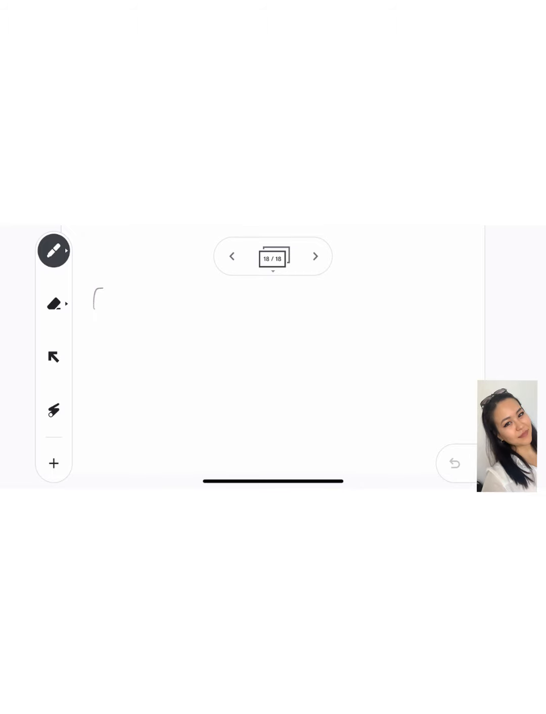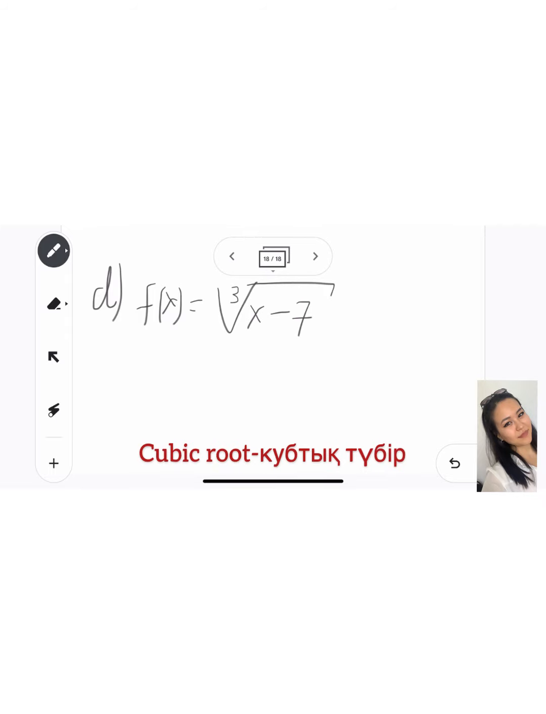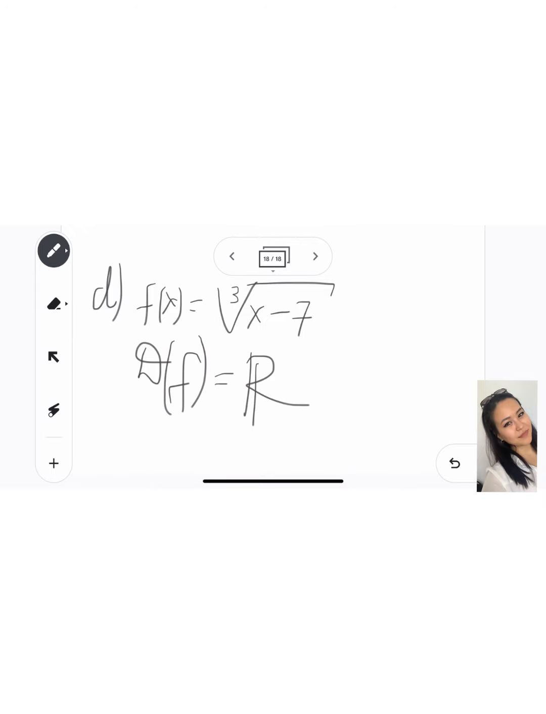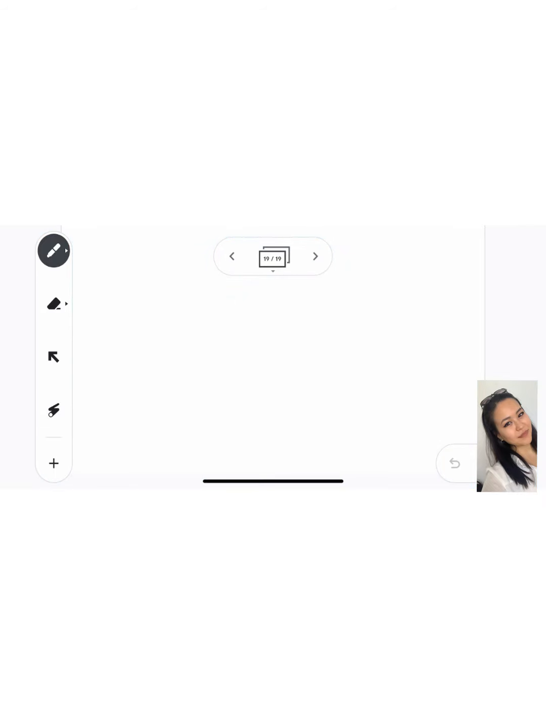The last one is D. We're given a function f of x equals, now this is not a square root, this is a cubic root of x minus 7. So cubic root means any number because it can be a negative number. Because, for example, negative 2 cubed equals negative 8. So it's okay. It can have any real number. Domain will be any real number.